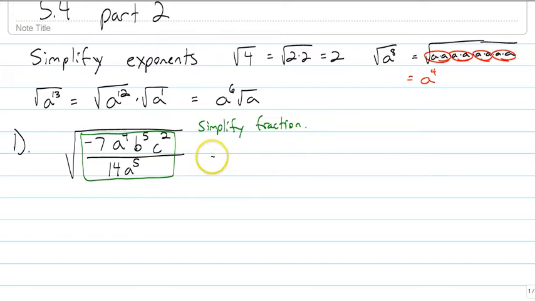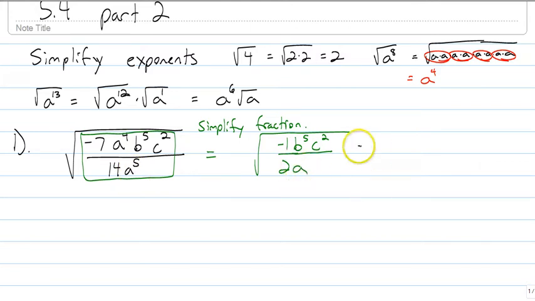Okay, so let's see what happens inside there. We still have this big square root. -7 over 14 is -1 over 2. There are no b's on the bottom or c's, so those stay the same. And then notice how there's 4 a's on top and 5 on the bottom. So if we had a times a times a times a on the top and 5 of them on the bottom, 4 of them will cancel and you'll be left with 1 a on the bottom.